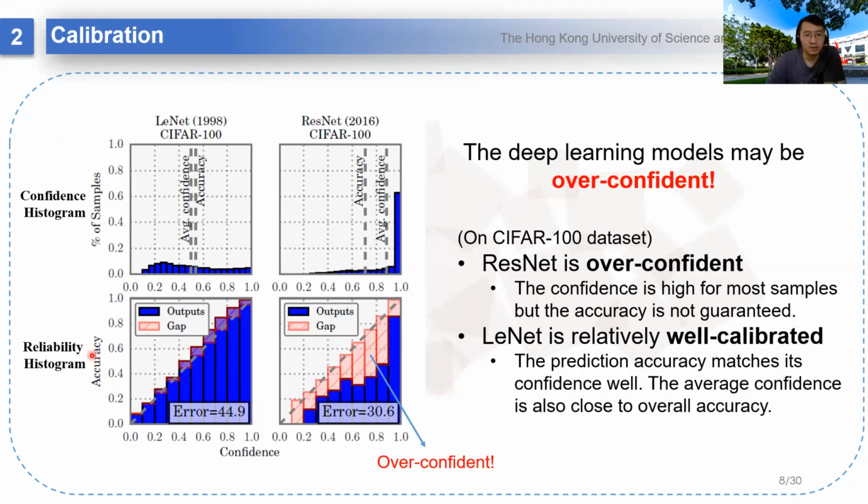And the second diagram is called reliability histogram. The x-axis is different confidence levels, and the y-axis is accuracy. As you can see here, for most of the bins, the blue ones, the accuracy of the model is much lower than the confidence of the model. So it means that the model is quite overconfident. And for the other one, it is relatively well calibrated. The confidence prediction matches the accuracy very well.